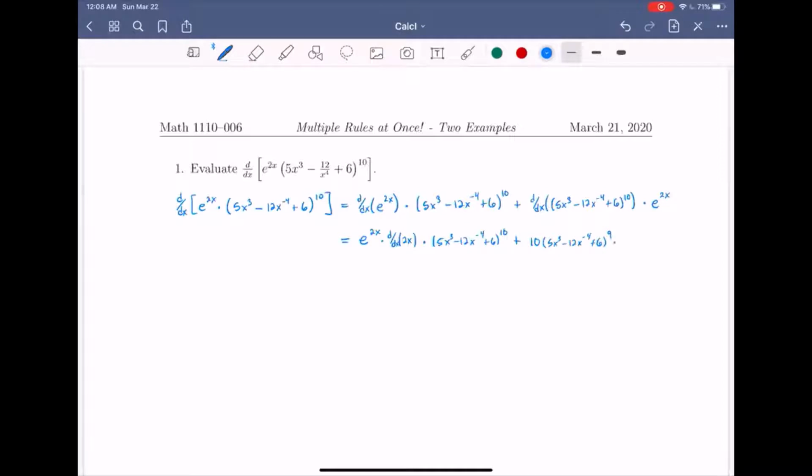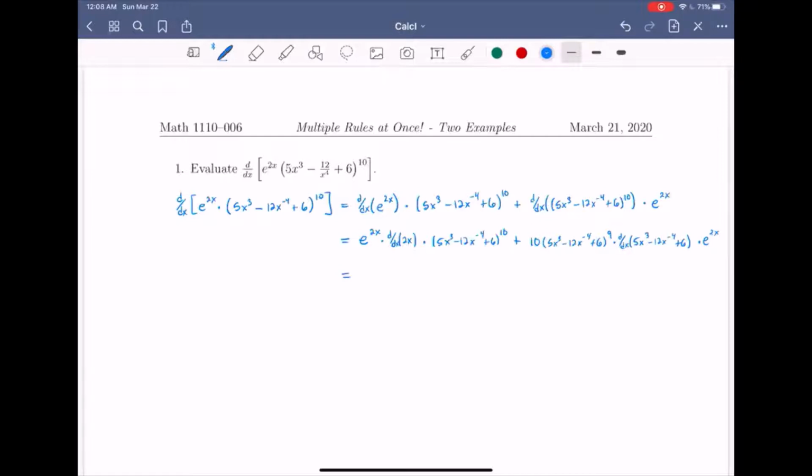And then what I covered up with the laser pointer wasn't just x, so I'm going to multiply by the derivative of the inside, 5x cubed minus 12x to the negative 4 plus 6. And then I've still got my e to the 2x hanging out here. Just like in the last step, I didn't do all of the things at once. I just wrote down what I was going to do.